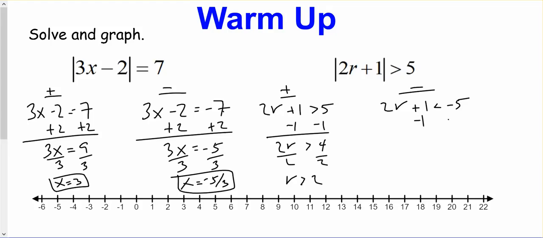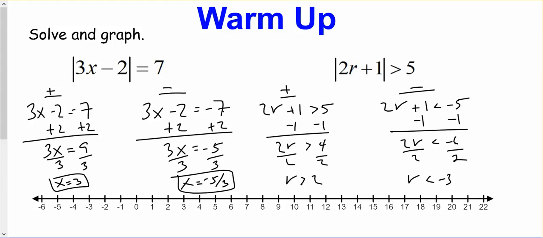Our steps will be the same. Negative 5 minus 1 makes negative 6, and divide by 2. And we get r is less than negative 3.